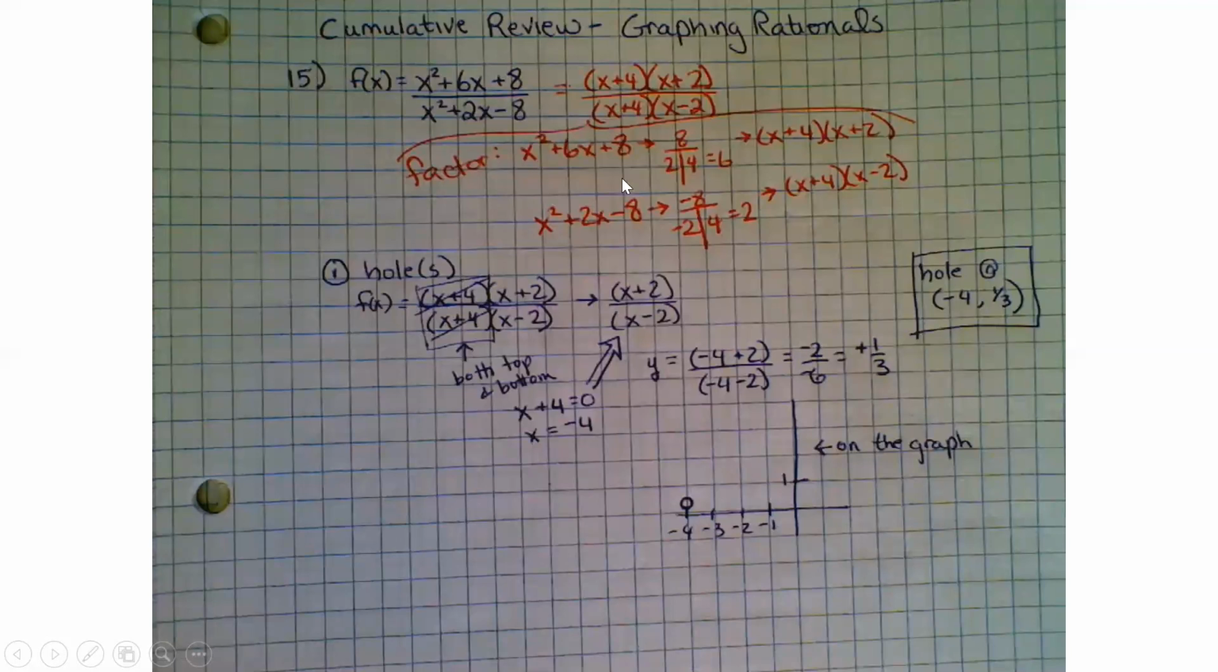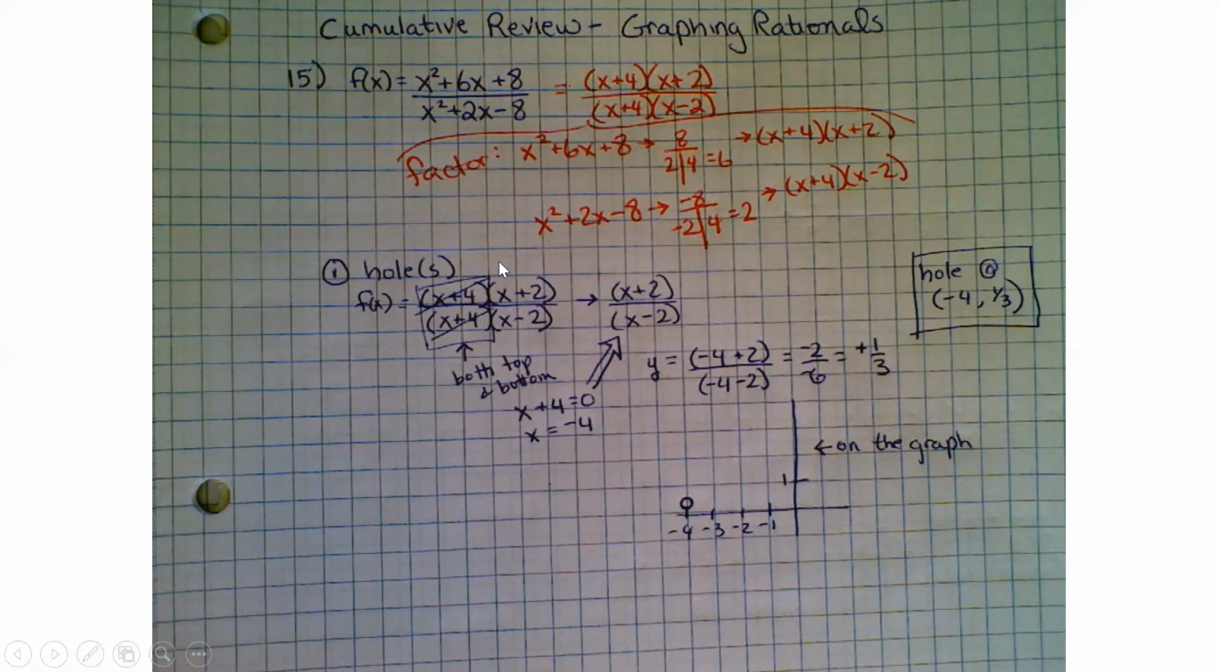All right, so how does that help me with the holes? I take this factored form and I can cross off the x plus 4, because it's on both the top and the bottom, so it cancels out. The factor or factors that get canceled out are what give you the holes. So you take that factor, set it equal to 0, and solve. That gives me x equals negative 4. And then you plug that back in to get the y value.